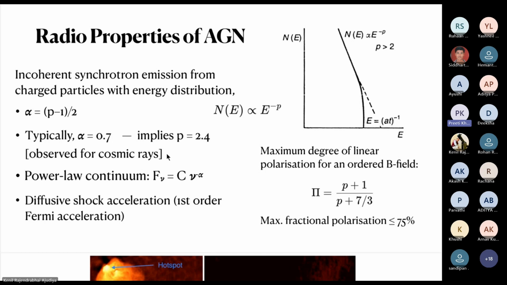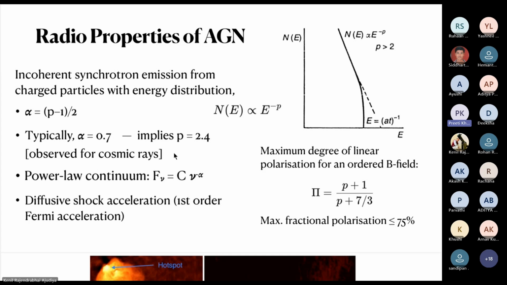That cosmic ray particles actually have an energy slope with an index of 2.4. So it's very interesting that we are confident that the synchrotron emission is coming from these kinds of particles, or rather that the emission you see in the radio is synchrotron emission, because it has a slope of 0.7.